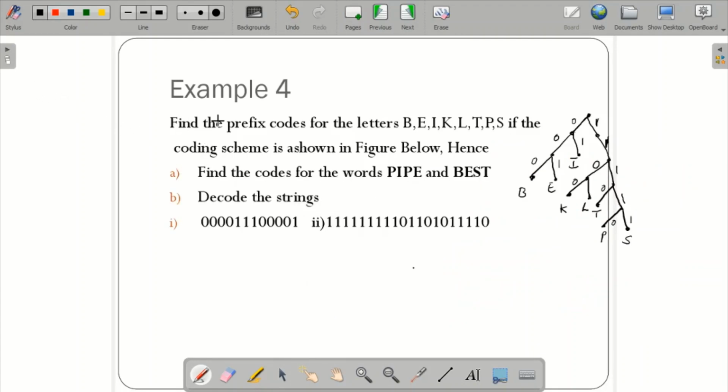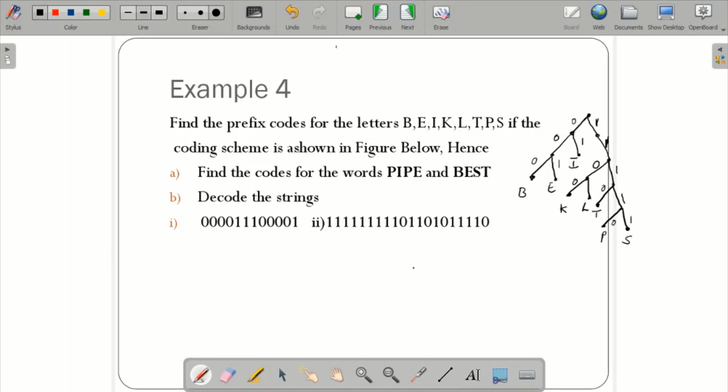Example 4: find the prefix code for the letters B, E, I, K, L, T, P, S if the coding scheme is as shown in the figure below. So this is the figure given. Based on this figure, the first job is to find the codes for these letters. Once you find the codes, then find the codes for the words pipe and vest, then decode the string.